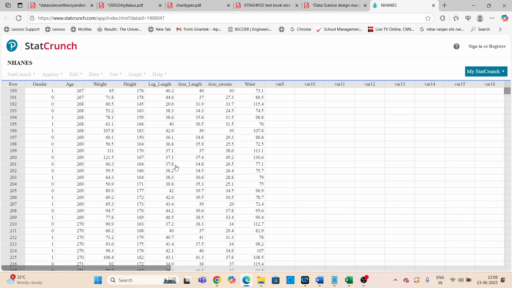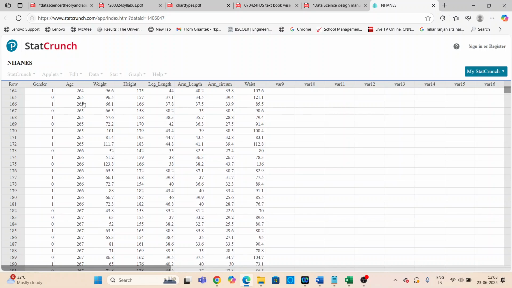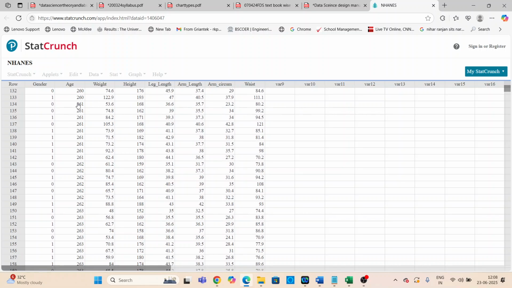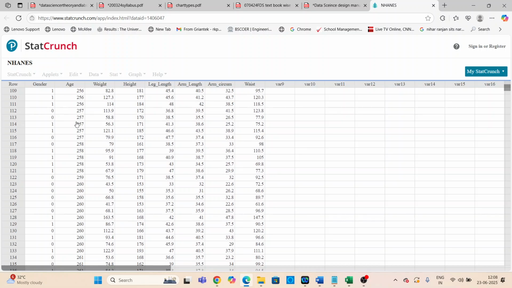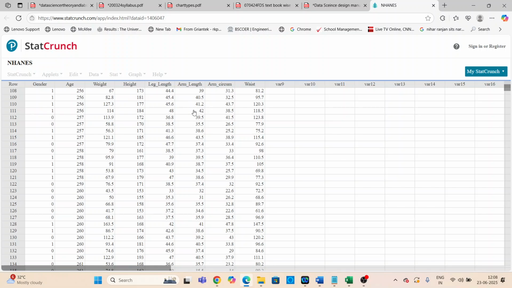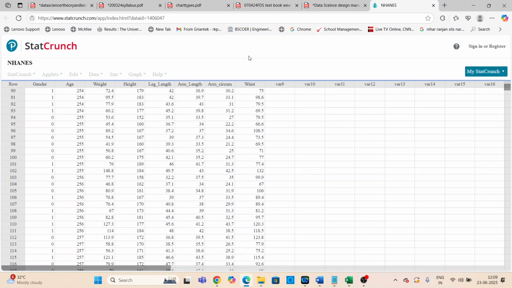This is my data set, right? This data set is giving information about people. What information about people? What is the height of this person? Whether he is a man or a woman. What is his age? What is his weight? What is his arm length? What is his leg length? What is his waist? What is his arm circumference? All those information I can find here, right?